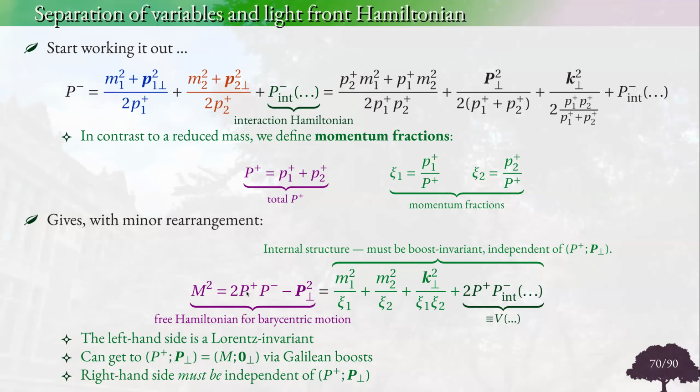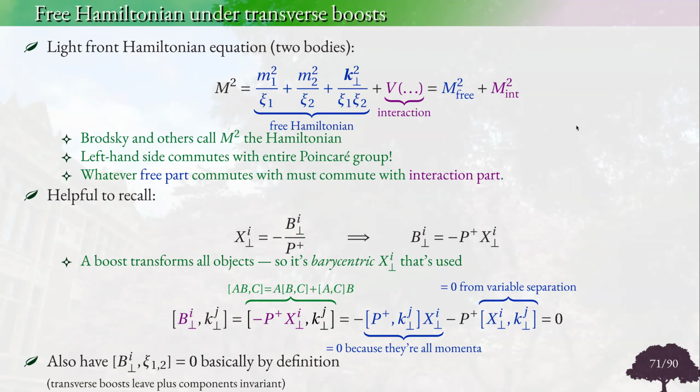But we also know that we can get to any big P plus and big P perp from rest. There should actually be 1 over square root of 2 here. But we can get from rest to any state of barycentric motion through Galilean boosts. This means that the right-hand side must be independent of P plus and P perp as well. So the free Hamiltonian part of it, the part that isn't our interaction term, is actually already invariant under the Galilean boosts.